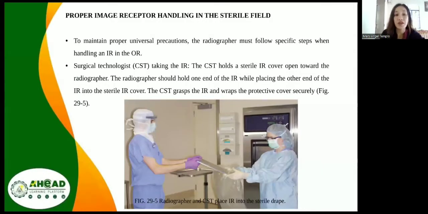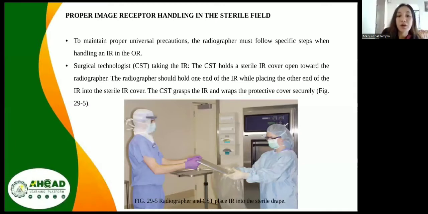Proper image receptor handling in the sterile field. To maintain proper universal precautions, the radiographer must follow specific steps when handling an IR in the OR. The surgical technologist takes the IR. The CST holds a sterile IR cover open toward the radiographer.